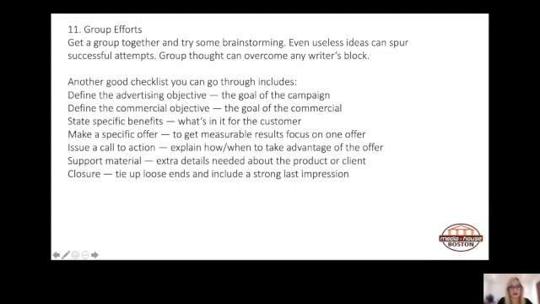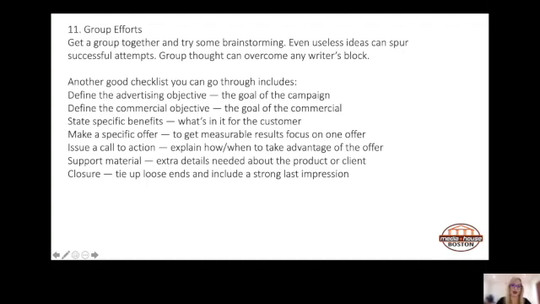Number 11, group efforts. Get a group together and try some brainstorming. Brainstorming works so well, especially because you get two types of people. You get the reactor and you get the generator. So coming up with ideas, normally a generator's concept. And then a reactor can take this idea and just make it bigger and bolder and better used.